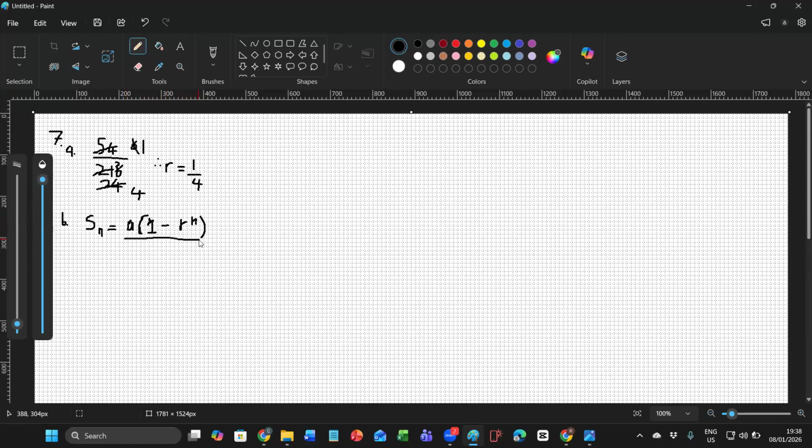And if you are wondering how I know it's less than 1, just look at the fact that 1 is being divided by 4. Once you see 1 over 4, you know that its value is less than 1 already. So S6 is the first six terms that they ask for.